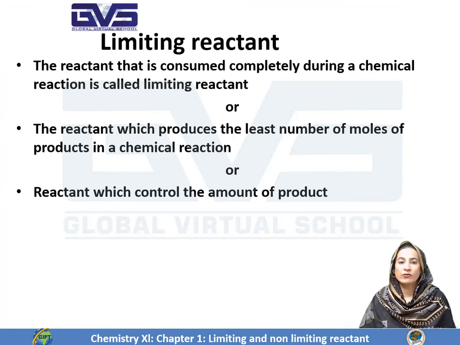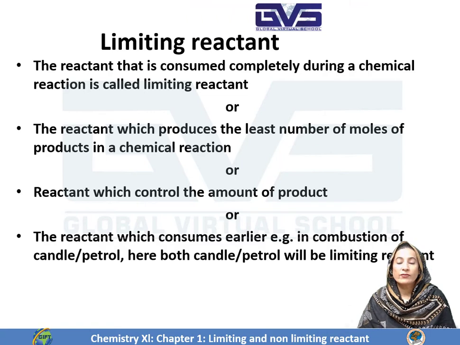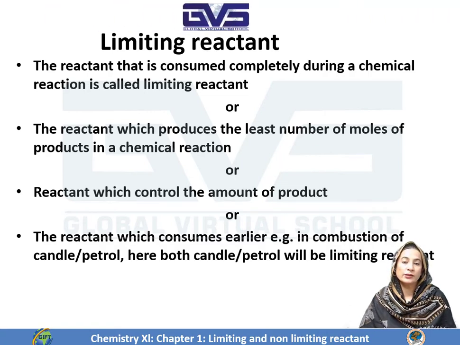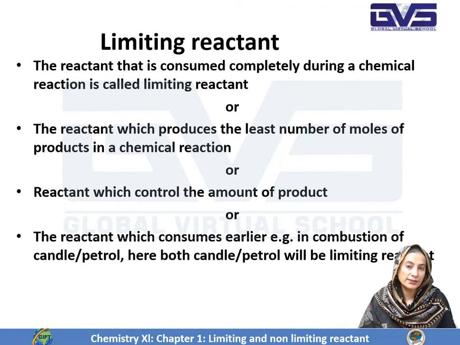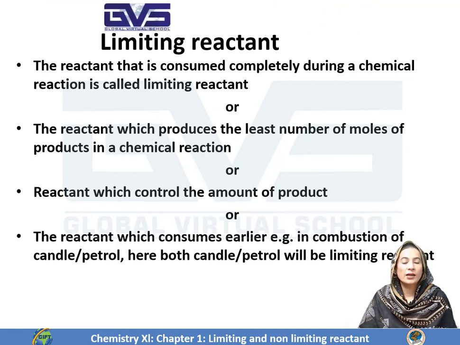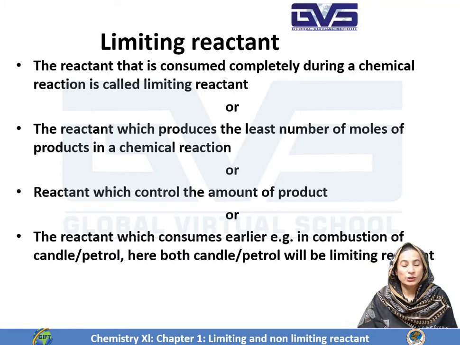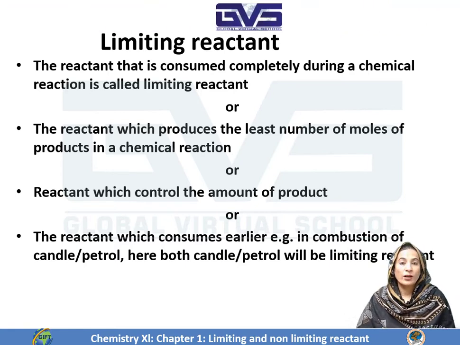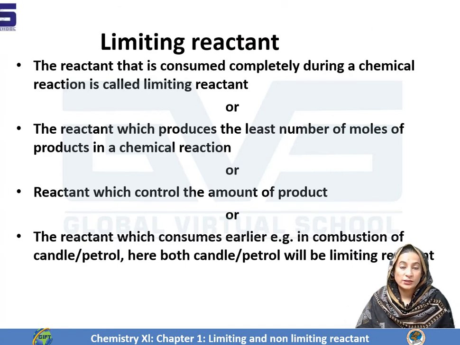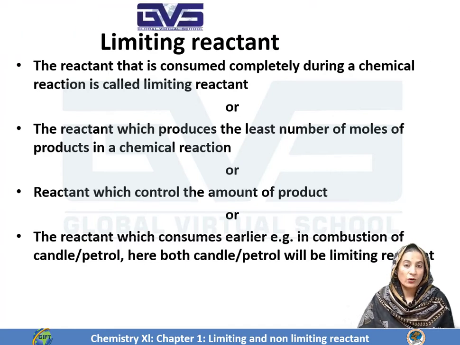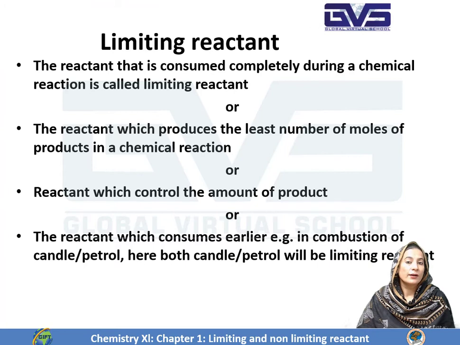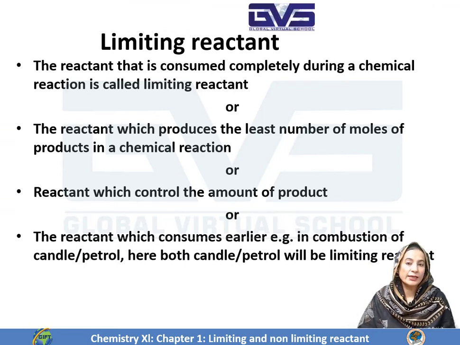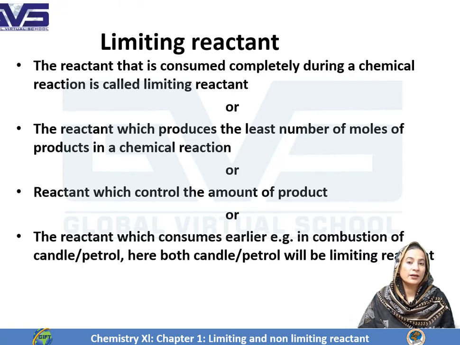That is called the limiting reactant. For example, we have combustion, meaning burning in the presence of oxygen, like combustion of a candle or combustion of petrol. When petrol is burned in the presence of oxygen, combustion occurs. So petrol and candle are reactants, and oxygen is also a reactant, and they produce heat, carbon dioxide and steam.